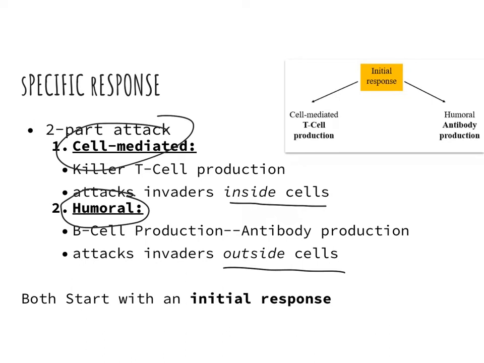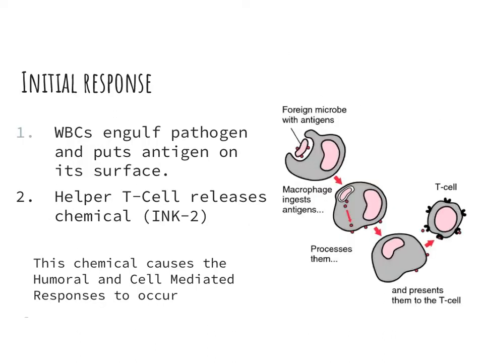Before either of these two can happen, there's something called the initial response that needs to happen first. In the initial response, a macrophage, a type of white blood cell, is going to engulf our pathogen. So let's say that's a little bacteria there. The pathogen is then decomposed, and we present the bacteria's antigens on the surface of that white blood cell. It's going to wait around until the specific white blood cell has the exact same receptors that can bind with that specific antigen.